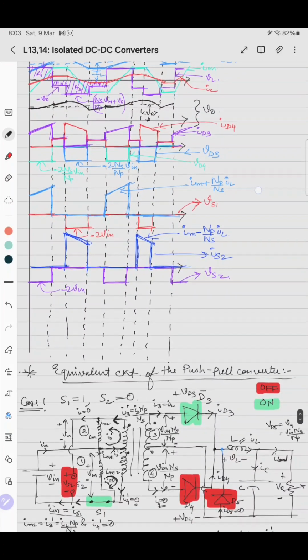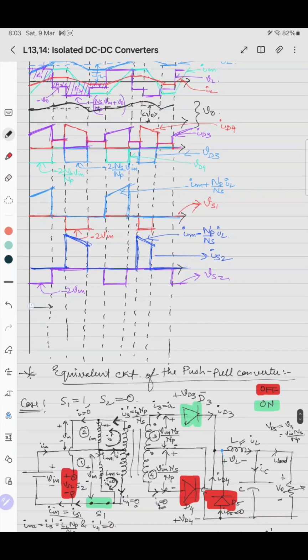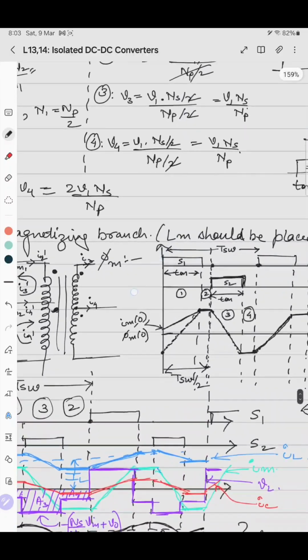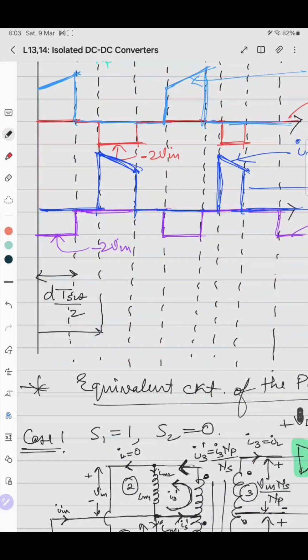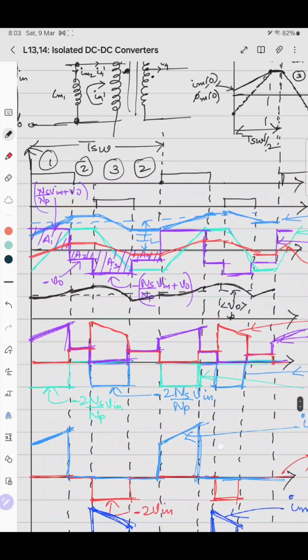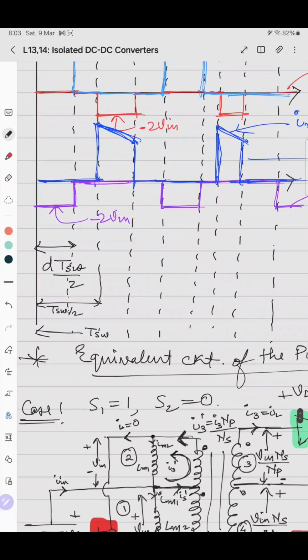This time is D into T switching by 2. Why? Because this is T switching and this is T switching by 2. This whole is T switching. So the switch is on for a duty ratio, so D is 0 to 0.5.